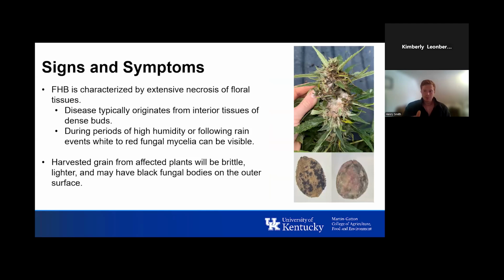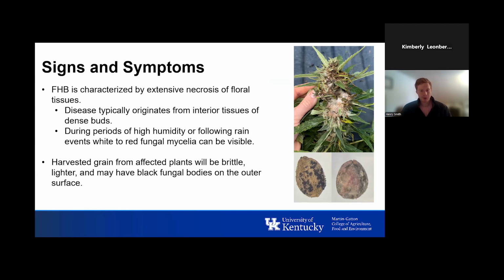So now specifically more about the signs and symptoms of FHB. It is a disease that is characterized by extensive necrosis of floral tissues. The disease typically originates from the interior tissues of dense buds. And during periods of high humidity or following rain events, you might be able to see white to red fungal mycelia on those buds. As you can see in the image on the right there, that's a cannabinoid cultivar that has a really bad case of Fusarium head blight. And this was taken a couple days after we had a big rain event.